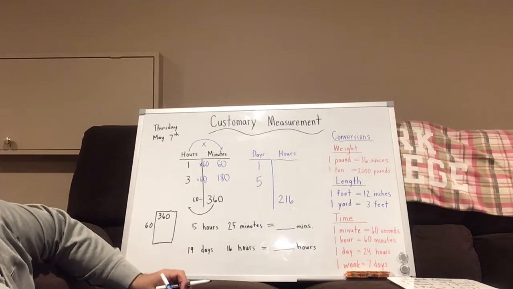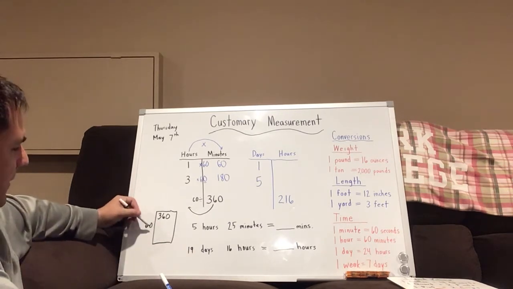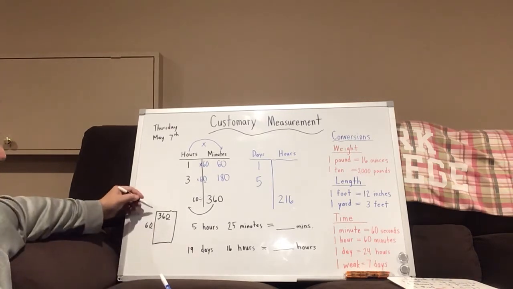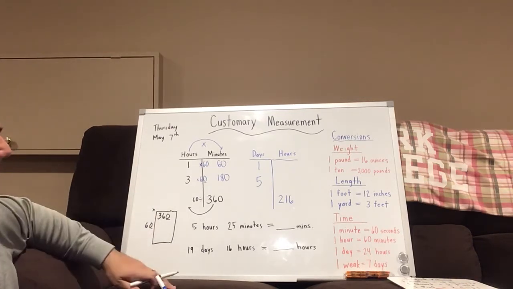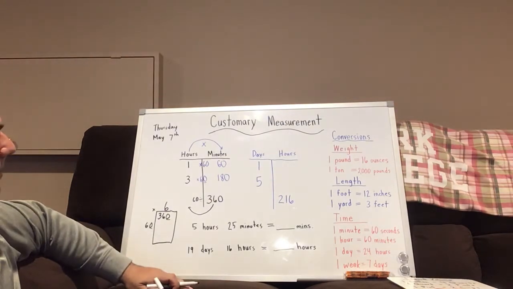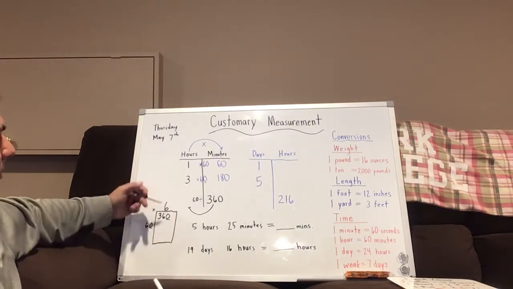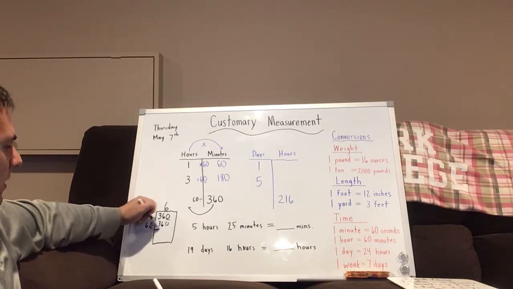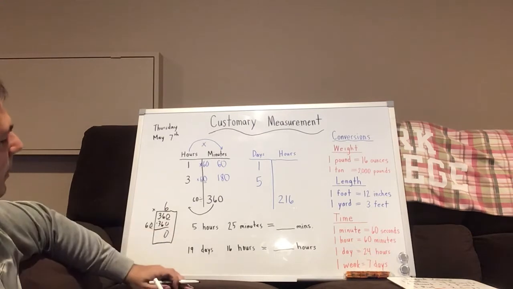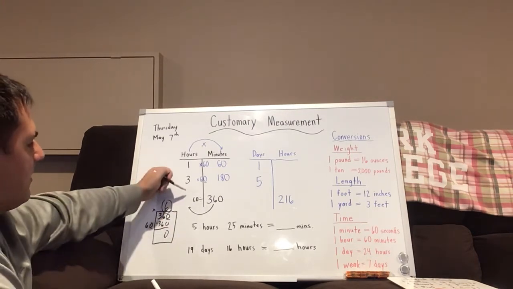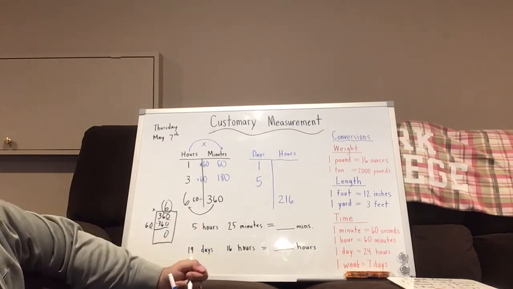But there is an easier way to do it. If you ignore the 0 and pretend the 0 is not there, just think about 6 times what will get me to 36. And I know 6 times 6 is 36. So what this means is 6 times 60 obviously then would be 360. And when I subtract, I'd be left with nothing. So if you have 360 minutes, that means you would actually have 6 hours.